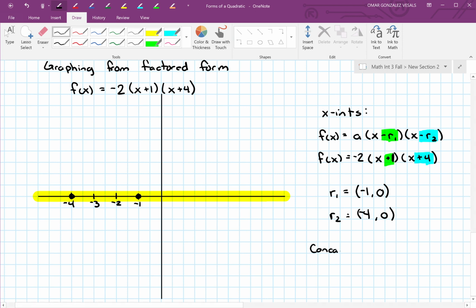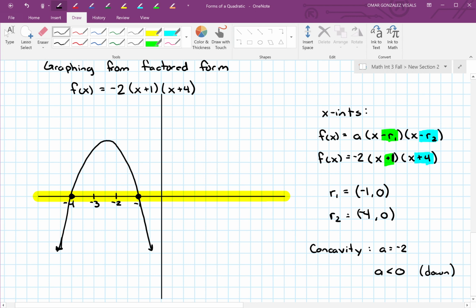What is A, guys? A is negative 2, so that means A is less than 0. So that means it opens what? It opens down, right? This is going to open down. Since it opens down, it's going to do this. And that's how you graph using factored form.